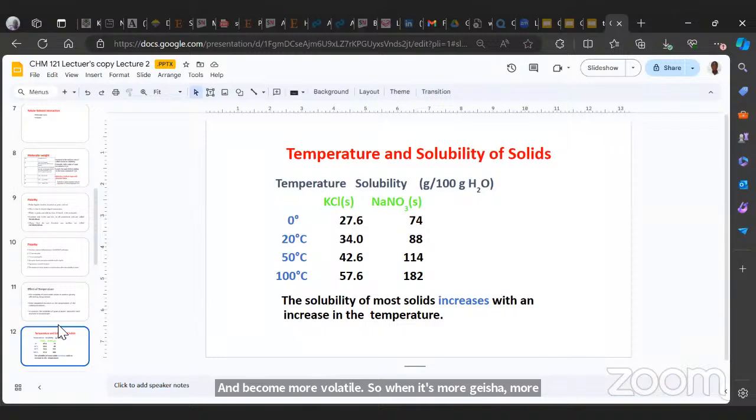Look at this example. This is real life data from the lab. See, KCl: as you increase the temperature, before, only 27.6 grams dissolve at 0 degrees Celsius. As you increase the temperature, 34 grams dissolve in 100 grams of water. As you increase the temperature, 42. As you increase the temperature, 57. If you keep increasing the temperature, you'll be able to dissolve more. And so if you decrease the temperature, more will crystallize out of the water. Same thing for sodium nitrate.